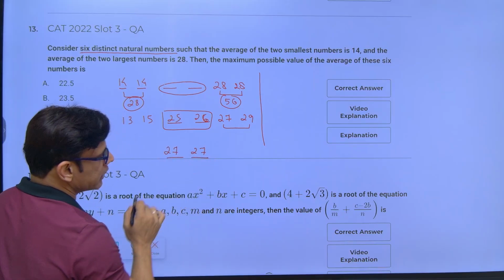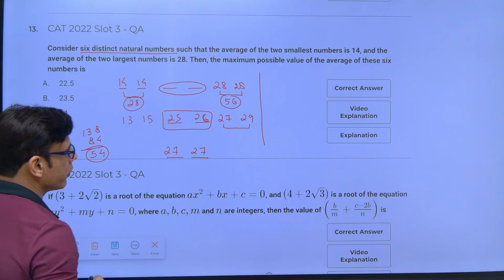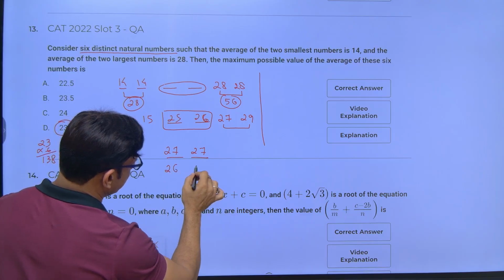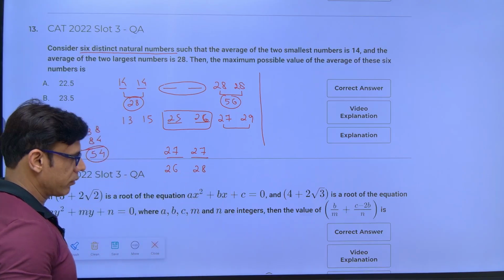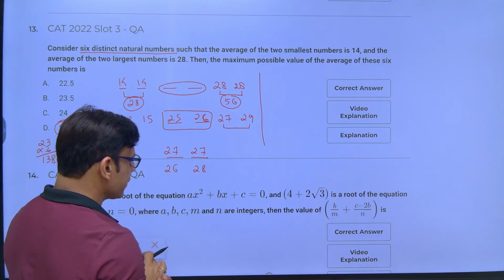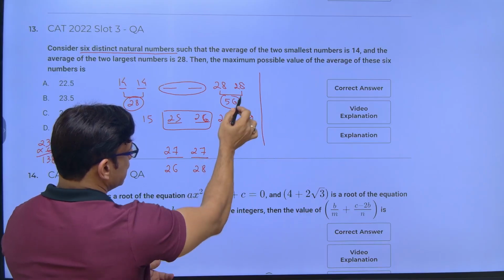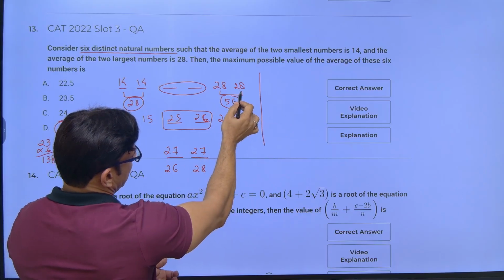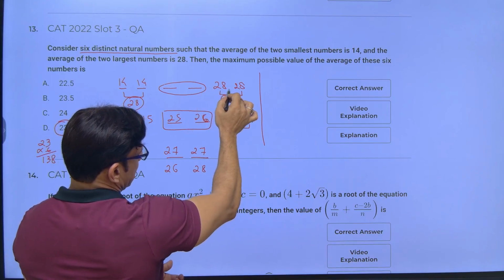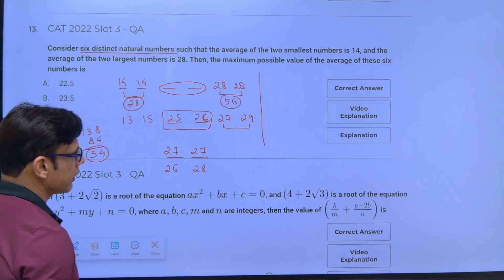But the numbers have to be distinct. So I cannot take 27 and 27. So if I reduce this number to, let's say, 26, then this has to become 28. To maximize this, I can do this, right? But again, I cannot do this because 28 is already there. These numbers are not equal. So if I keep 28, this will be further. If I keep this number 27, this has to be 29 because numbers are distinct.